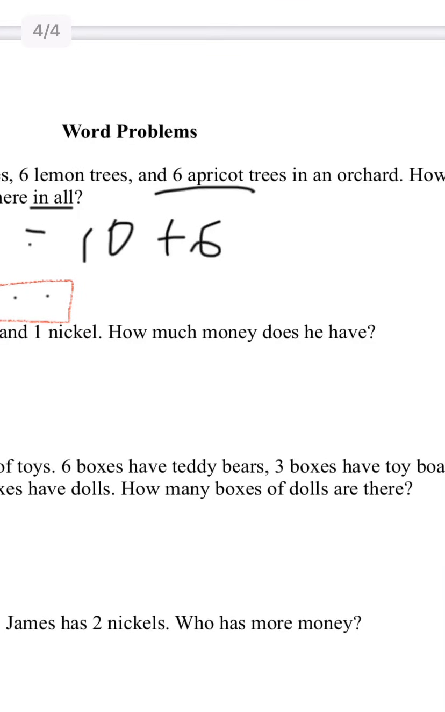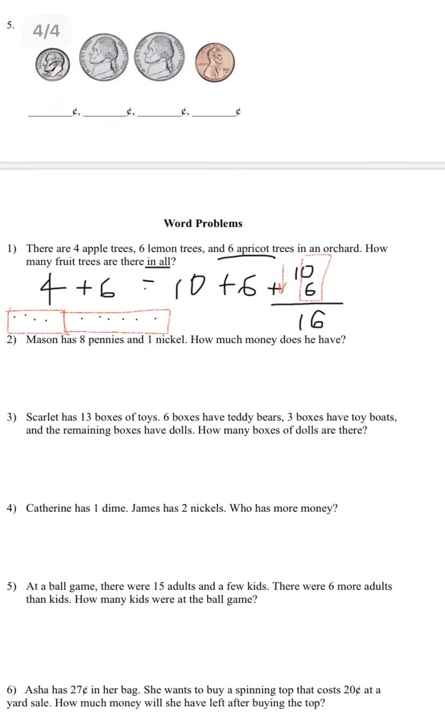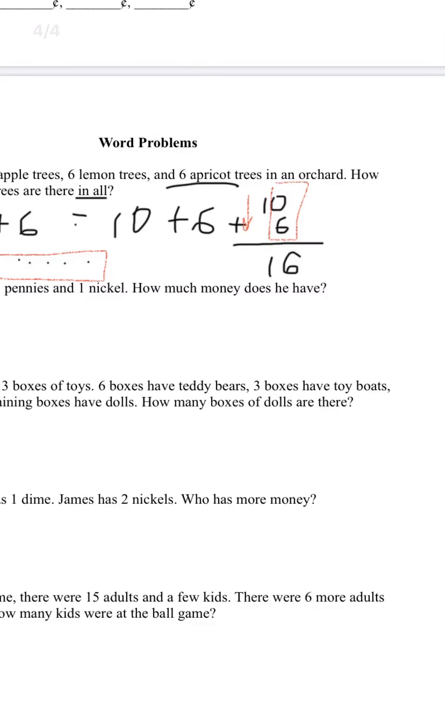Let's try it in this way. 10 plus 6, we're going to add these two numbers, okay? 0 plus 6 is 6, and then the 1 is just going to come down, so it's going to be 16. So altogether, we have 16 fruit trees.